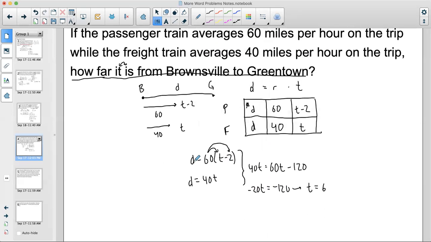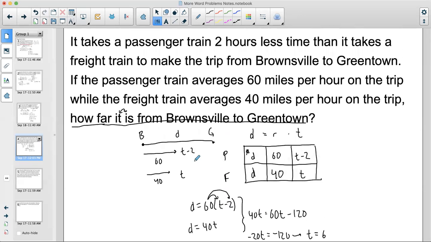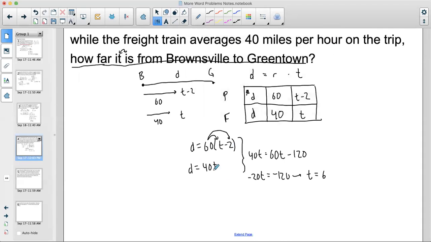But the question was not about how long does it take the trains to do it. The question is how far is it? So now I can just plug this T into either one of these equations. And because this one is an easier equation, I'm just going to plug it in there. So I get D equals 40 times 6, which is 240 miles. And I'm done. Notice I put a unit to indicate that I know that the 240 is a distance and not a time.